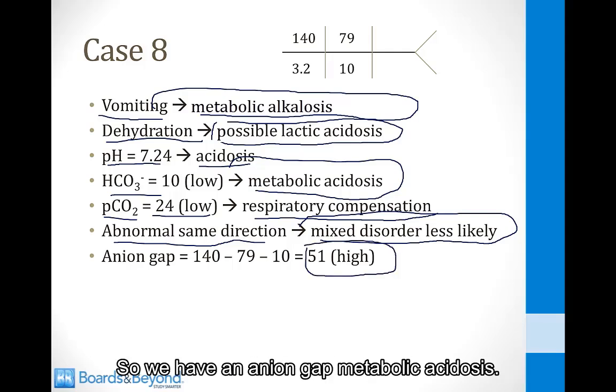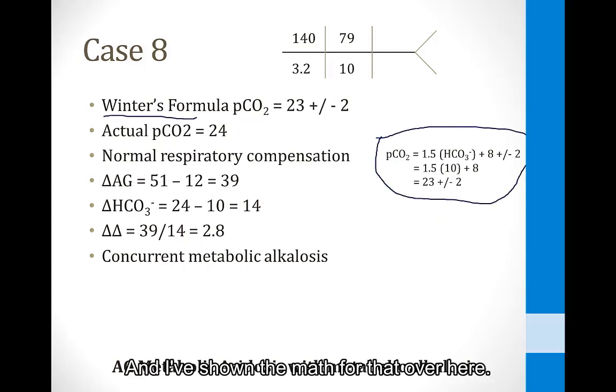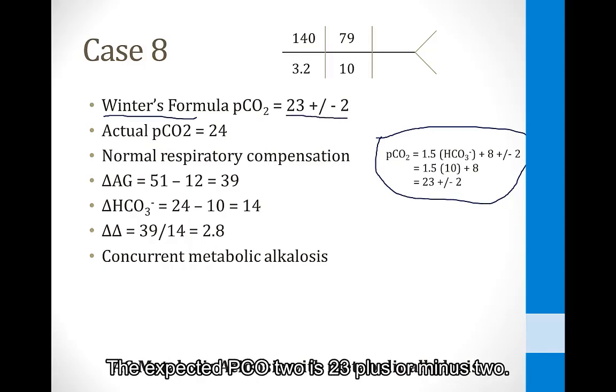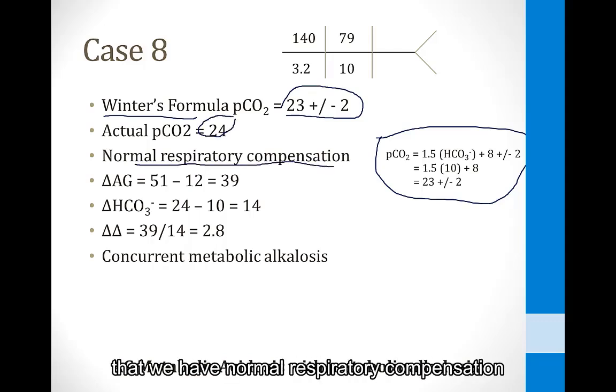anion gap metabolic acidosis. So we can use Winner's formula to determine the expected PCO2, and I've shown the math for that over here. The expected PCO2 is 23 plus or minus 2. Now our actual PCO2 is 24, so this tells us that we have normal respiratory compensation and we do not have a concomitant respiratory acid-base problem.